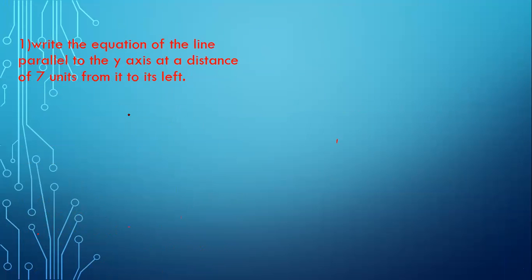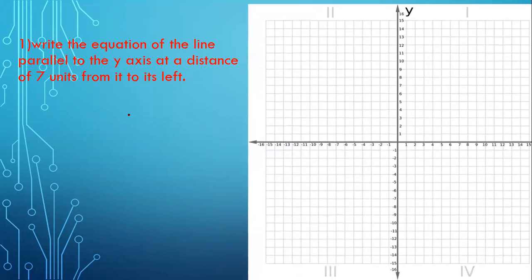Let us solve one example from practice set 7.2. Write the equation of the line parallel to the y-axis. This line is parallel to the y-axis. And where is this line? It is at a distance of 7 units from it to its left. So let us first draw this line on a graph so that we can exactly understand where the line is.